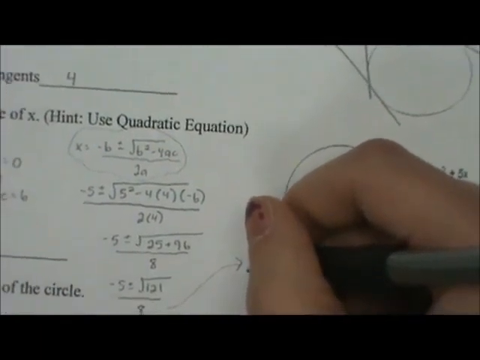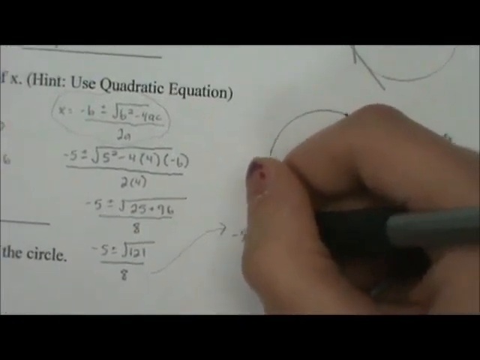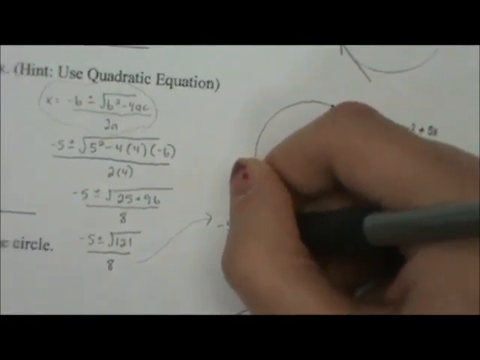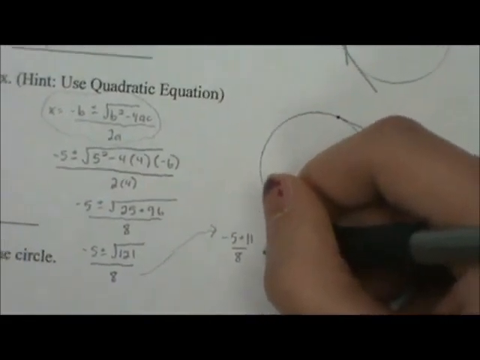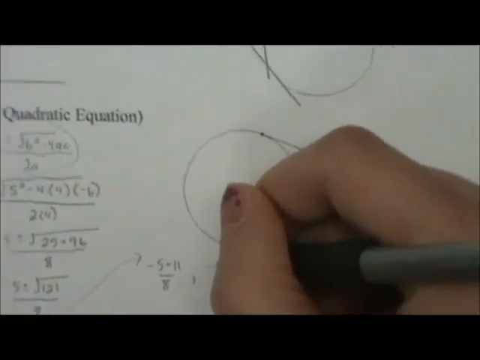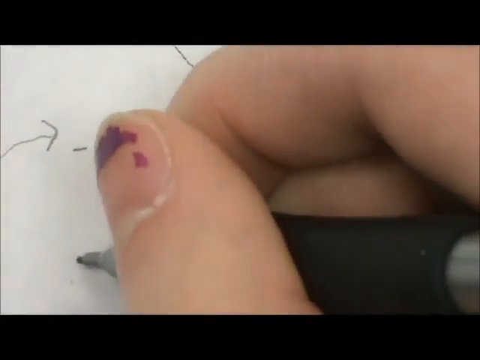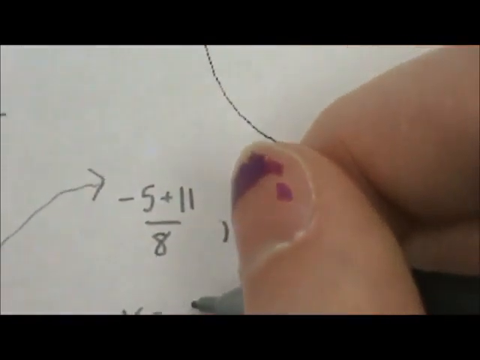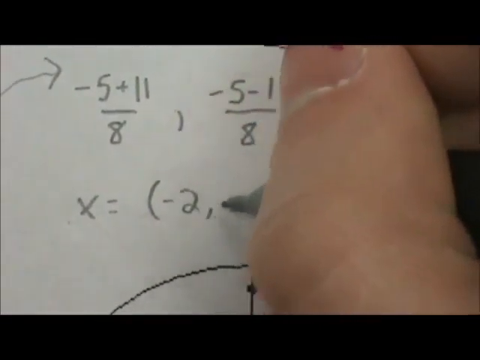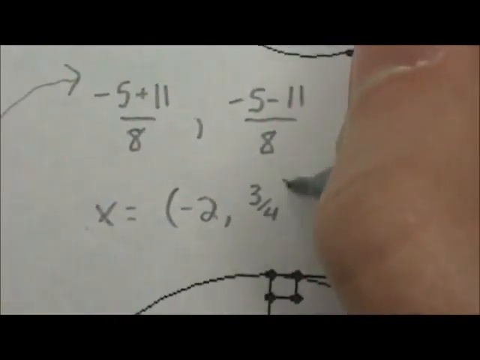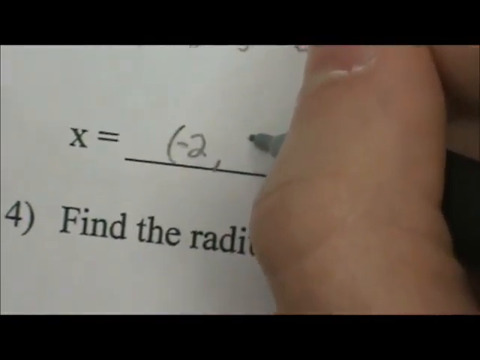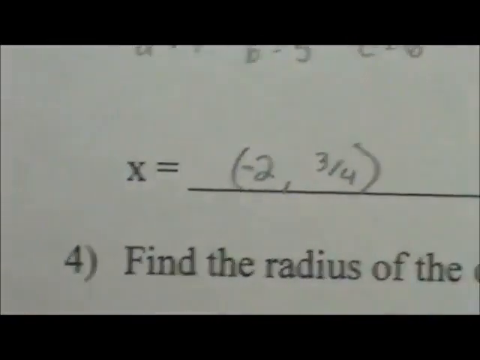And since the square root of 121 is 11, then you can find x. So you have negative 5 plus 11 over 8, and also negative 5 minus 11 over 8. And those equal x, which is negative 2 and 3/4. So that's your answer.